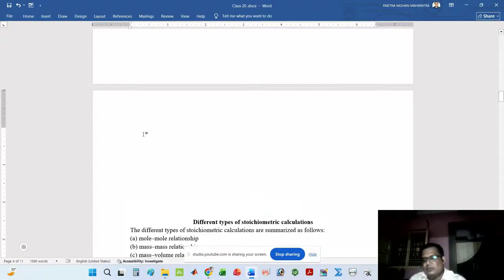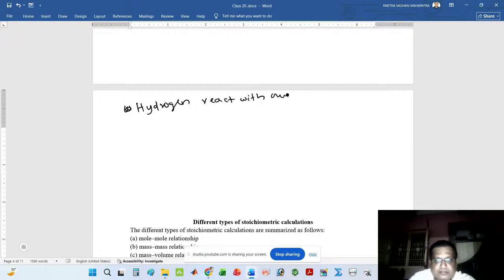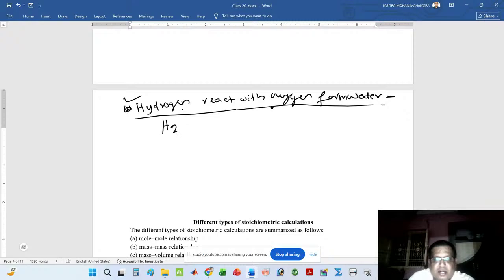Take another example. Suppose I have taken a reaction: hydrogen reacts with oxygen to form water. This is a chemical reaction. If you want to convert this chemical reaction statement into a chemical equation, here the reactants are hydrogen and oxygen, and the product is water.